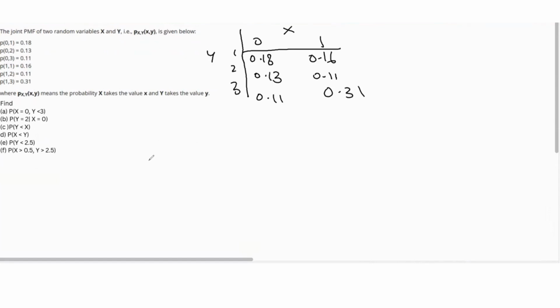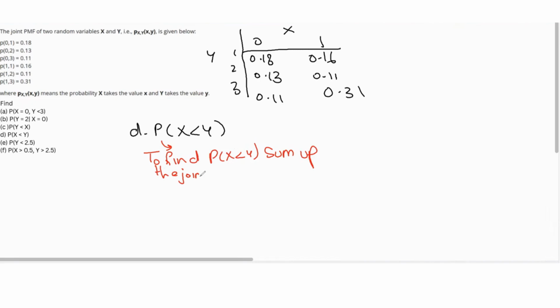So we talked about how to find any probability concerning x and y from the joint PMF. We just sum up the joint PMF over those values of x and y. We've already done the first three parts, so moving on to part D. Part D was the probability x is less than y. Like we said, to find the probability x is less than y, we will sum up the joint PMF over all those values where x is less than y.